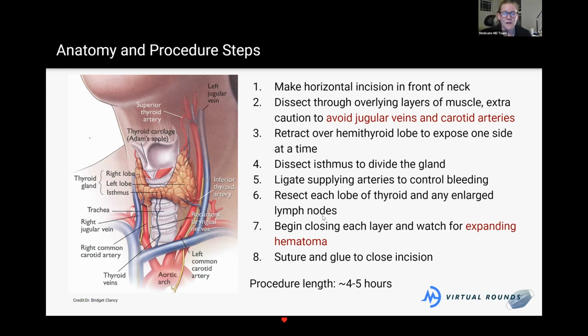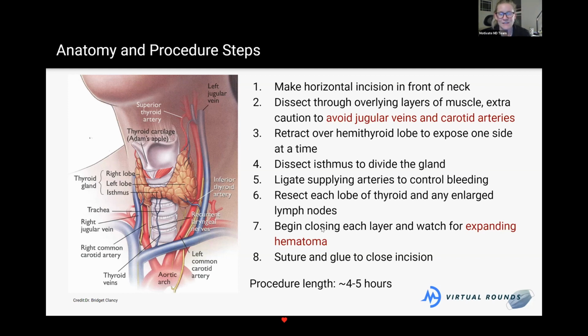As you're closing, again, because you have a lot of arteries and veins that are ligated, you want to make sure you have good hemostasis. If you have excessive bleeding, especially as you close, that blood has nowhere to go and you can get an expanding hematoma in the neck, and that can compress the trachea, which is right underneath the thyroid. So as you're closing, you want to pay very close attention to make sure that you're not bleeding under the skin and causing the compression of the trachea, because that would be a really terrible emergency.